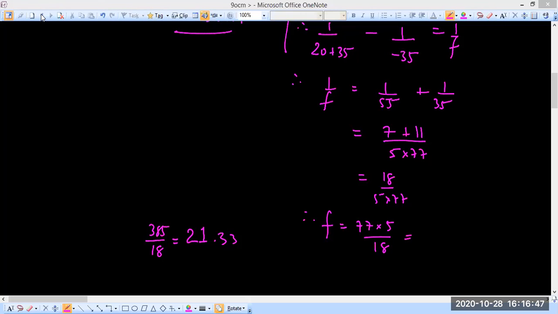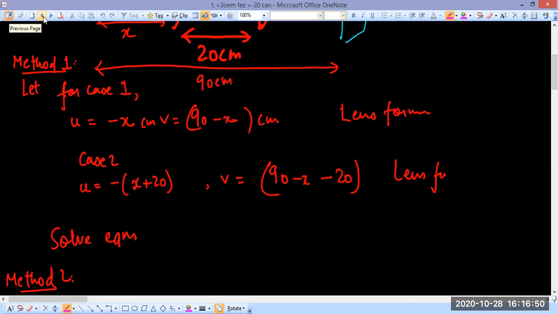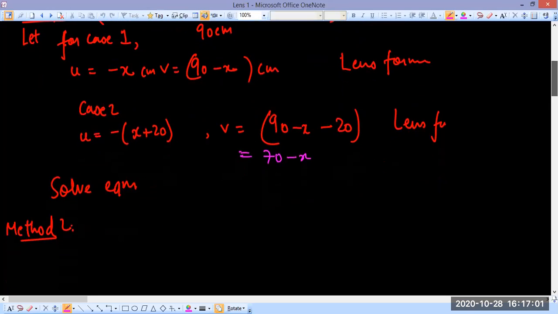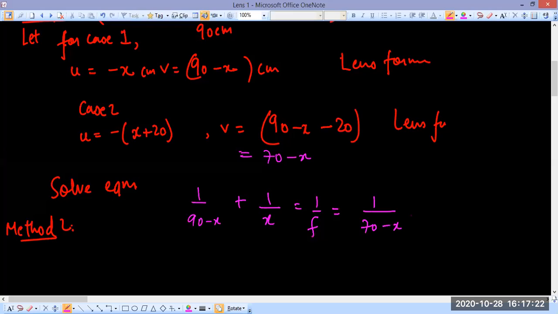Let's see what we were getting the last time. Where did it go? Yes, this one. It should have worked out, the same should come. So like I said, we have to make two equations. So 1 by v means 1 by 90 minus x, minus 1 by u, so plus 1 by x is equal to 1 by f. This is the equation of case 1, now the equation of case 2. So 1 by 70 minus x plus 1 by x plus 20. Right? So we get these equations.